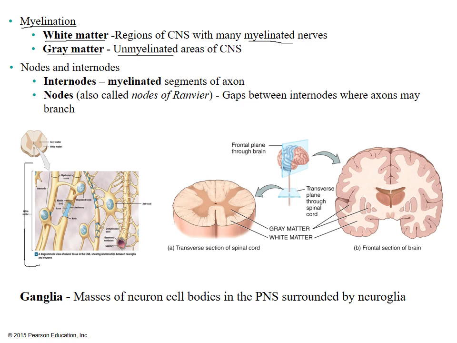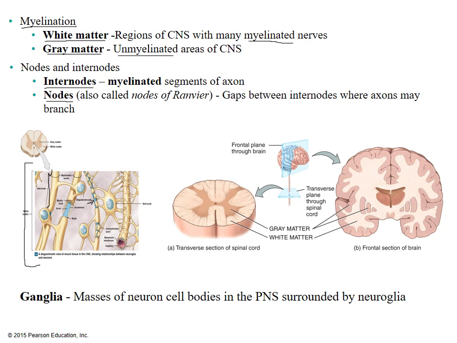Now, each of these areas gets their own special name, and so the yellow areas where we have myelination are referred to as internodes, and the areas in between, like this area right here, is referred to as a node. You can also call them the nodes of Ranvier. These are basically gaps where axons are able to branch off from one another and move in different directions. This is going to come into play when we talk about how fast signals move through different kinds of neurons. So just keep in mind that internodes are areas where there is myelin present on the axon, and nodes are areas where there is not myelin present, and that axons are able to branch and move in different directions from there.